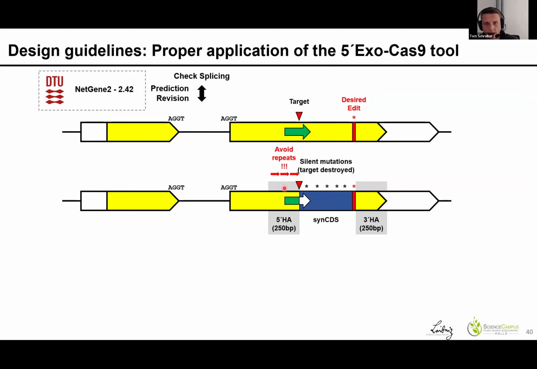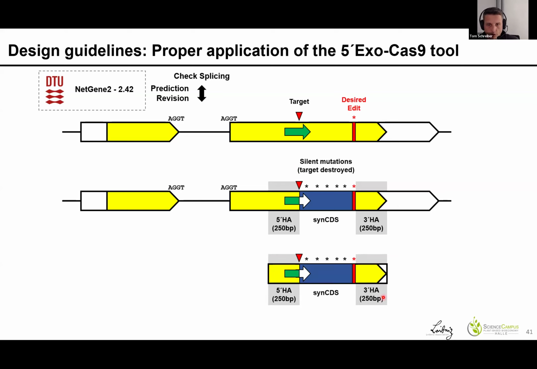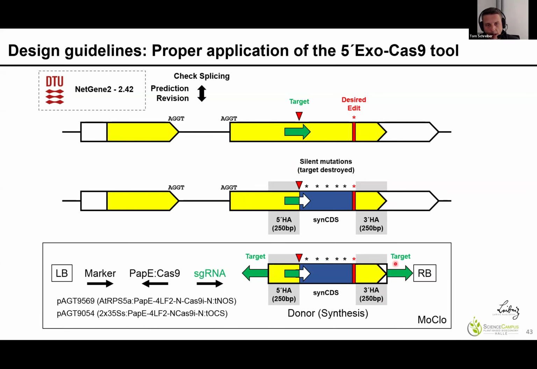But if all is fine, you're ready. You have the donor. Just take this donor, flank it with the target site you use to open the endogene here, and then you can synthesize this. Combine it with our other modules, for example, a selection reaction marker, PubE-Cas9, or a guide RNA. You can do this with a MoClo system quite easily, and then you are done.